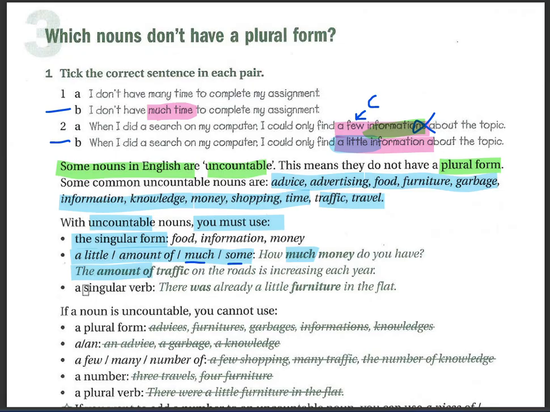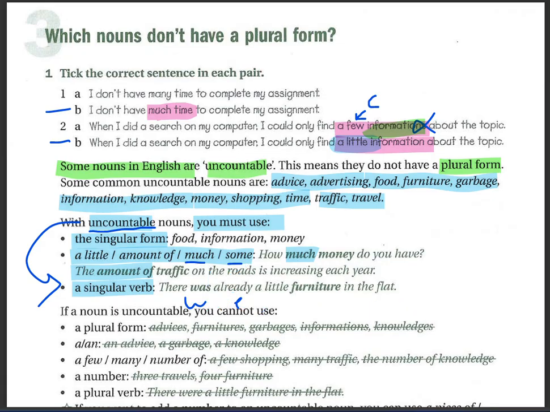Good. And the last, a singular verb. So, when you have an uncountable noun, you have a singular verb. This is really important. Look at here. There was already a little furniture in the flat. Furniture is uncountable. So, if you write there were, it is not correct. There was. So, with uncountable nouns, we use singular verbs.